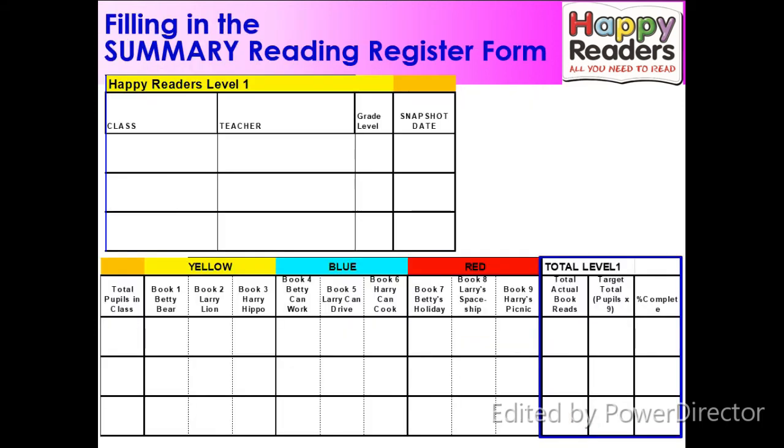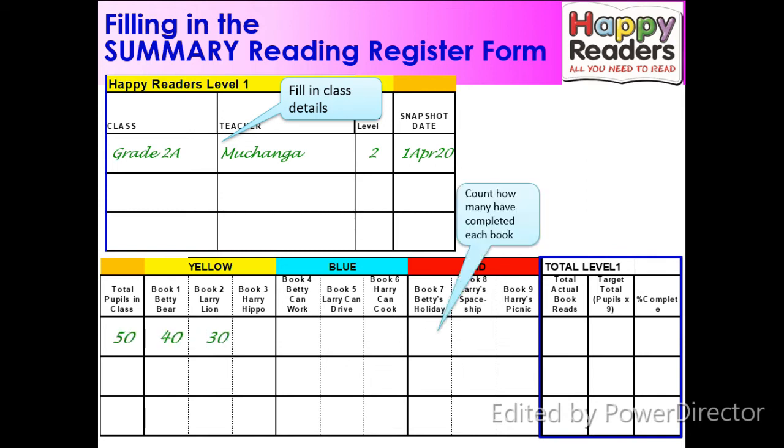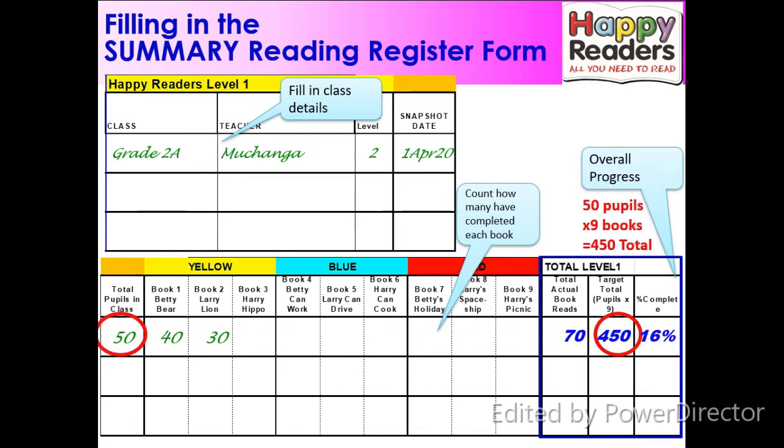So when we look at filling in the register form, let's look at the details. First thing we fill in are the class details here: the class, the teacher, the grade level, and the date. And then we count how many have completed each book. So here we have 50 pupils in the class, 40 have done book 1, 30 have done book 2, and we look at the overall progress here. As in the example before, 50 pupils times 9 books gives you 450 total. We have a total of 70 book reads, 40 plus 30, which gives us a 16% completion rate.